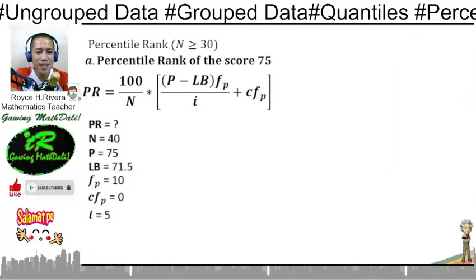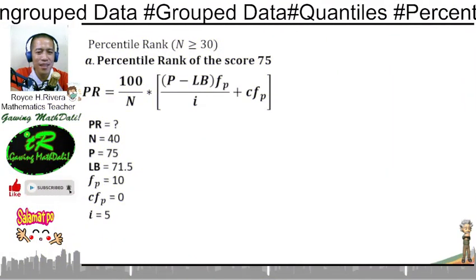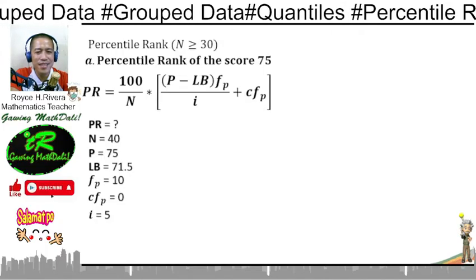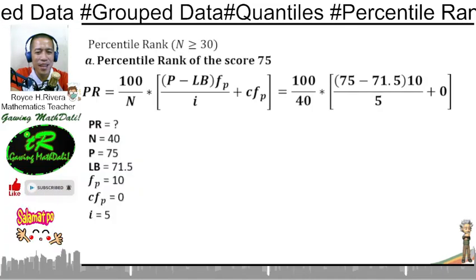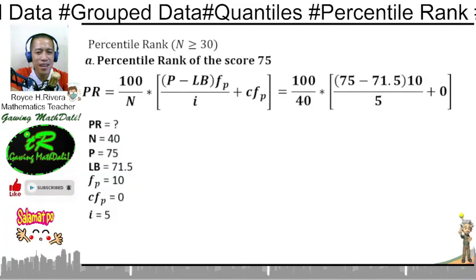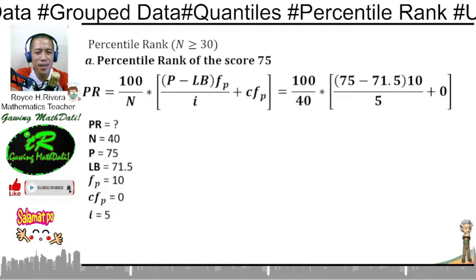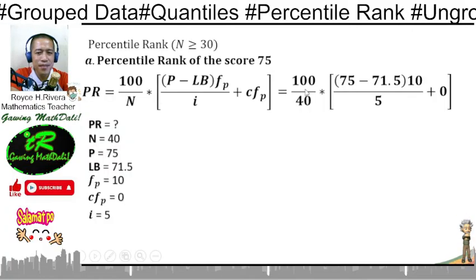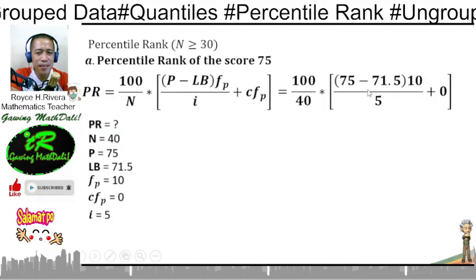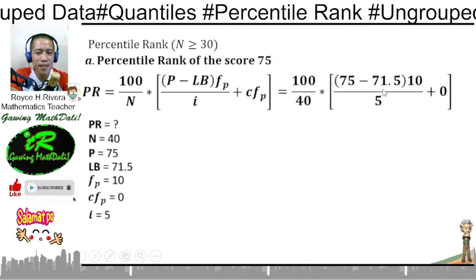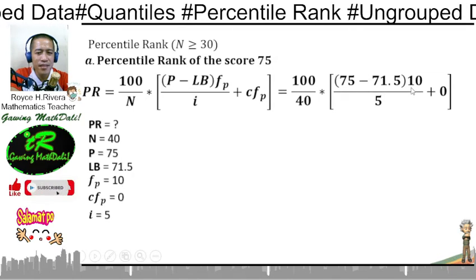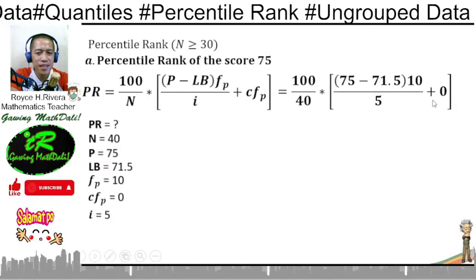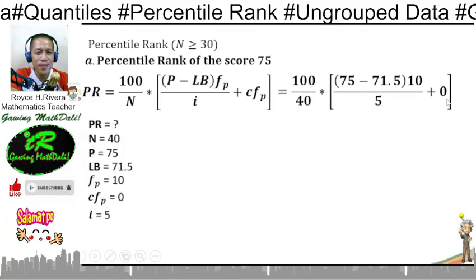Now, let us replace each variable in the formula with their respective value. We will have the equation percentile rank of the score 75 equals 100 over 40 times the quantity 75 minus 71.5 times 10, all over 5 plus 0.